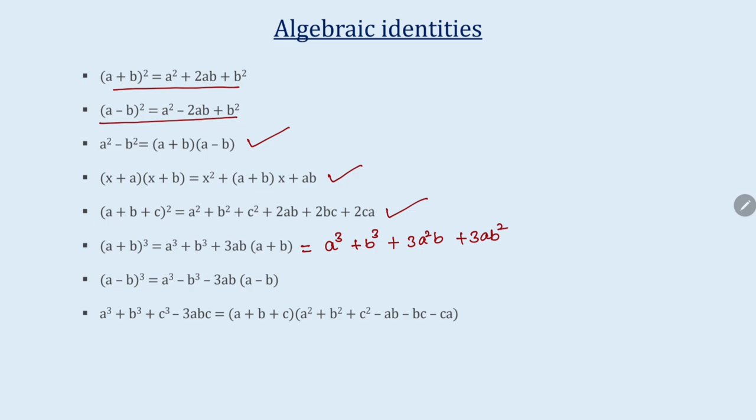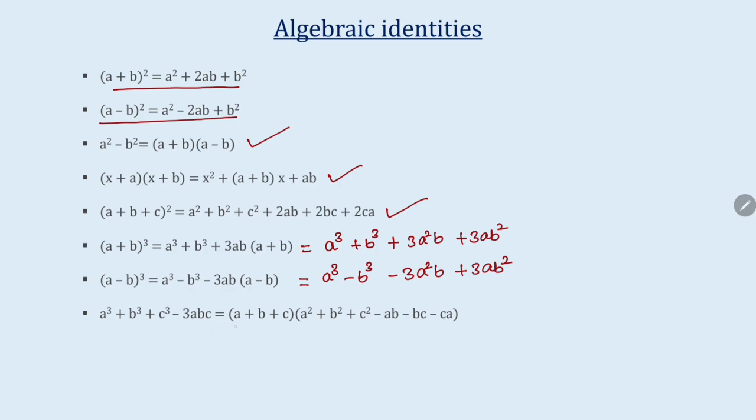In similar fashion we have (a minus b) whole cube. This we can write as a cube minus b cube minus 3ab in bracket we have (a minus b). इसे भी हम दूसरे तरीके से लिख सकते हैं, a cube minus b cube minus 3a square b plus 3ab square.